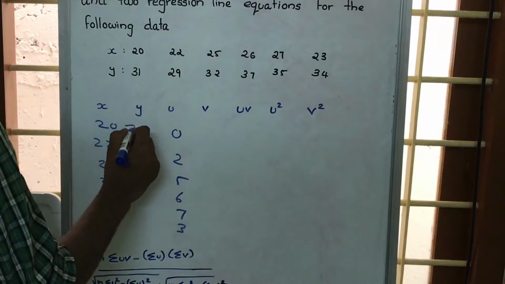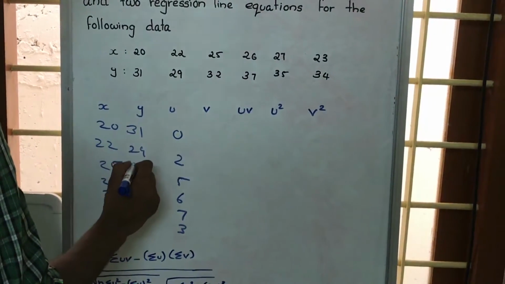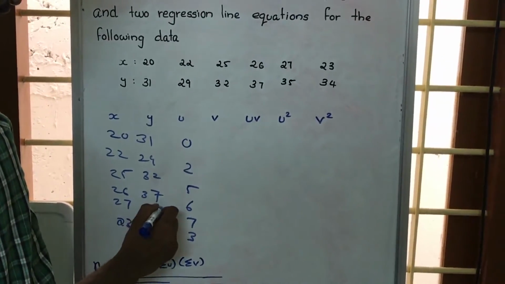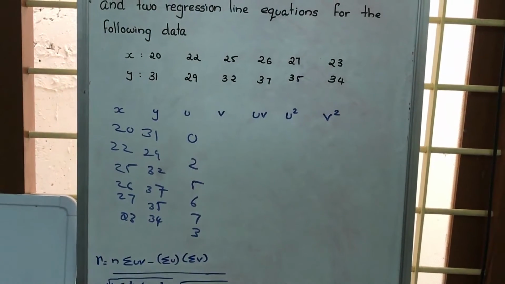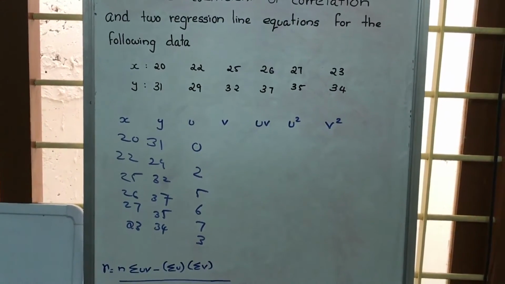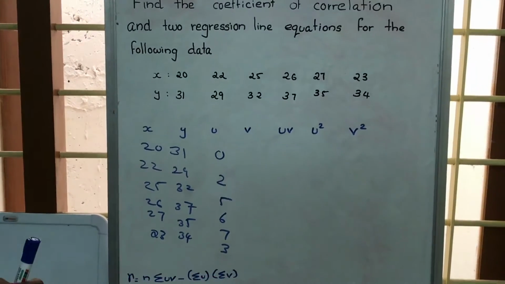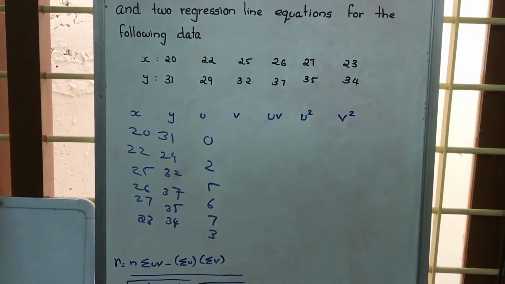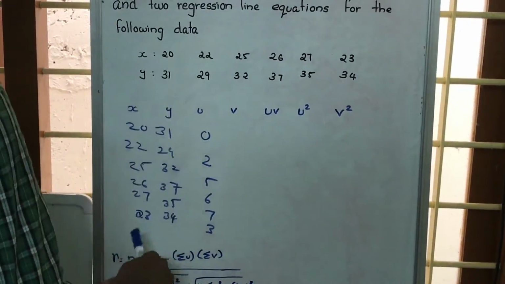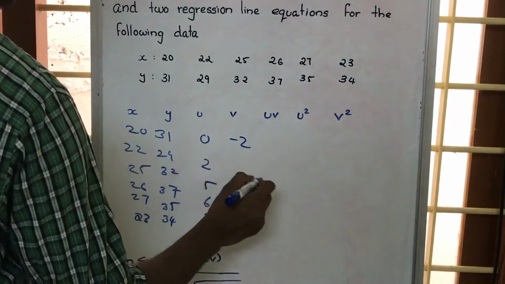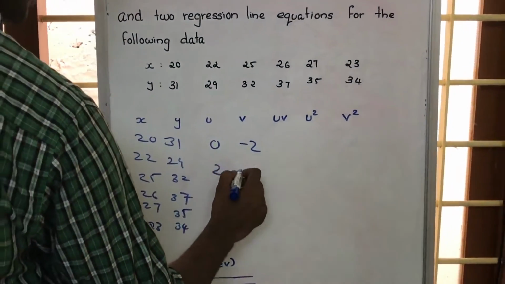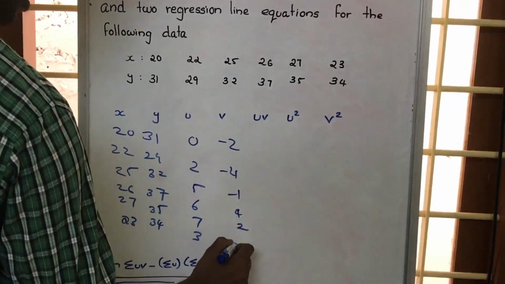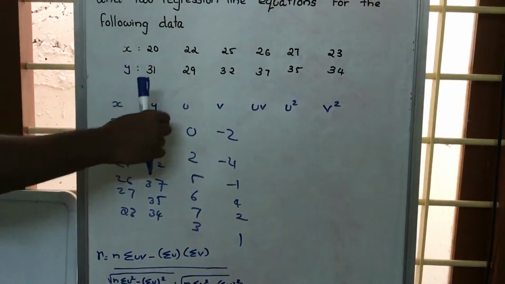Similarly, the given y's are 31, 29, 32, 33, 37, 35, 34. We will select any number as base. Let us take 33 as the base. There is no importance in taking 33 as base; here we are just taking 33. By taking 33 as base, we subtract 33 from every y, such that we get a new set v. So 33 minus 33 is 0, then minus 2, minus 4, minus 1, 4, 2, and 1. So we have obtained u and v.